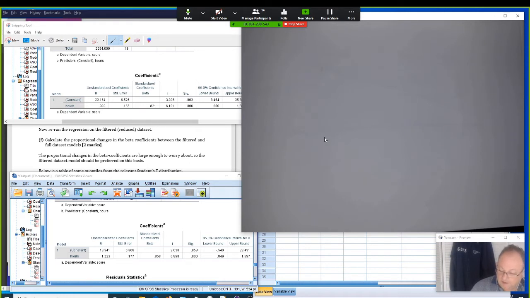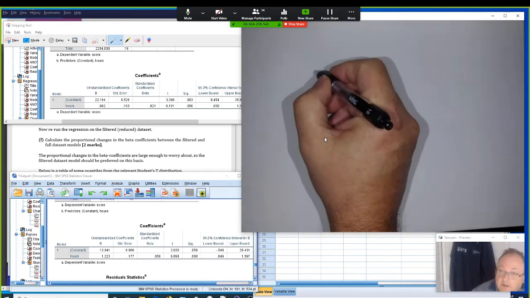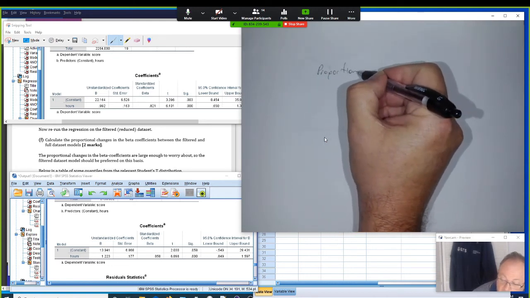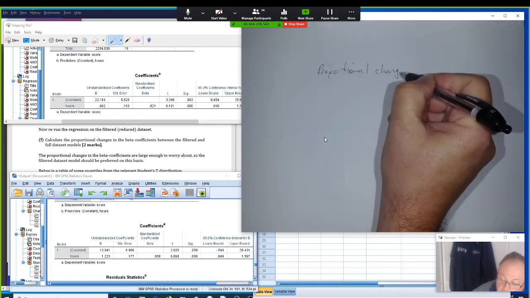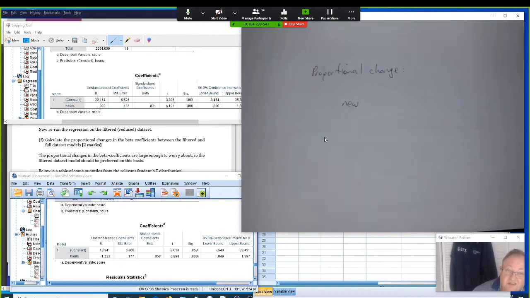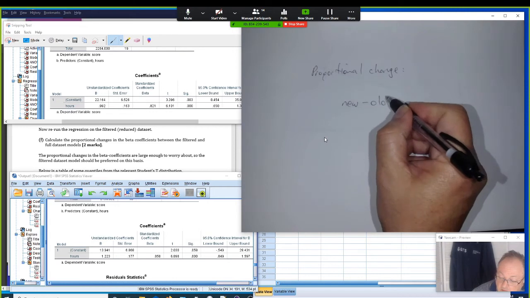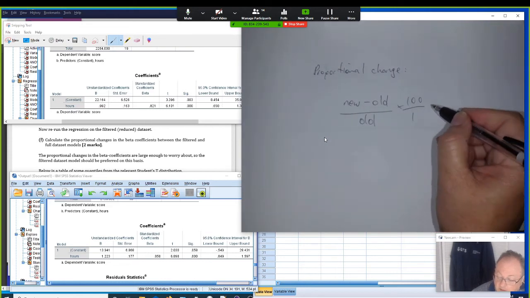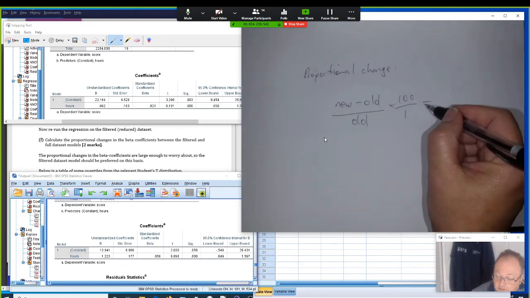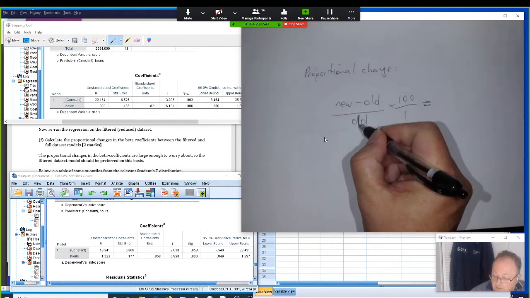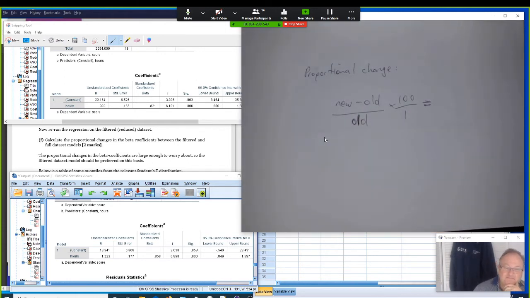So we're comparing proportional change. As a principle, as I'm doing this by hand, the proportional change is basically the new or the reduced, that's our new one, subtract the old, divided by the old, and we usually express it as a percentage. That will give us an indicator of what the impact of this particular data point 13 is.